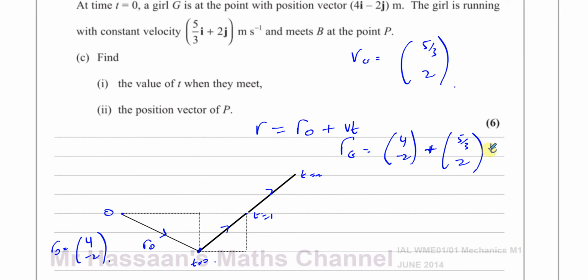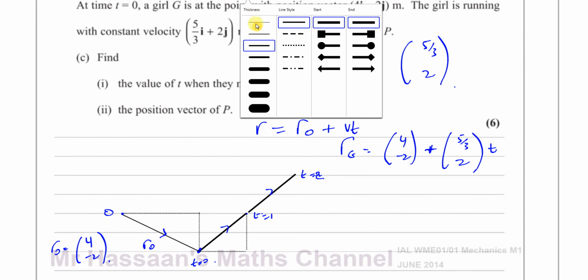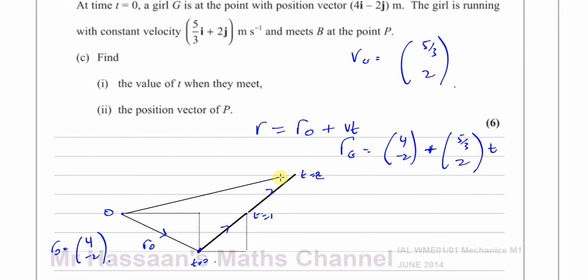So that will tell us where she is in relation to the origin. If I want to find the position vector of the girl when time equals 2, I put 2 in this equation, and that will give me the vector from O to that point over there. That will be her position vector after 2 seconds, and it will be what I find when I put 2 in here. So that's an example of how that works.